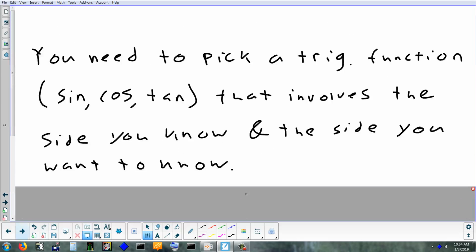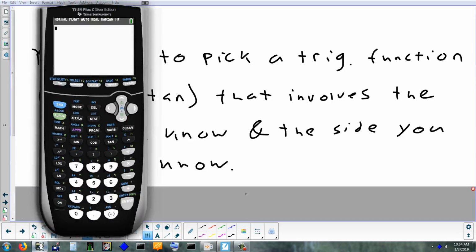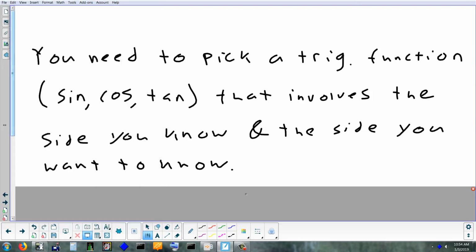All right. So whenever we do this, we're going to use one of 3 trig functions. We're not going to use the secant, the cosecant, or the cotangent to do any of this. You could, but the reason we stick with these 3 is because your calculator has buttons for them. So your 3 choices for trig functions are always going to be sine, cosine, or tangent. And you have to pick the one that works in your problem.